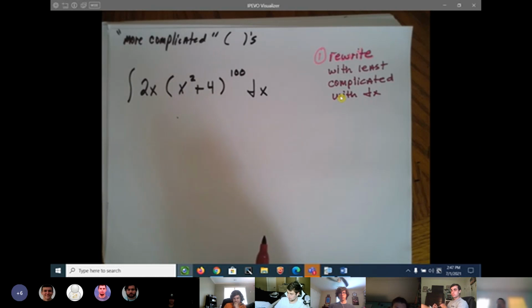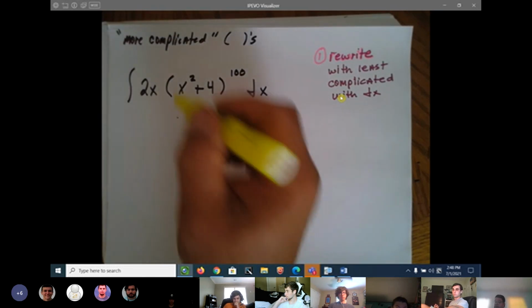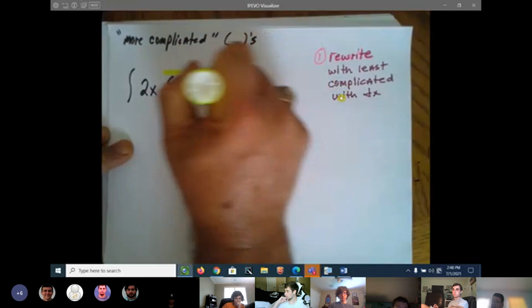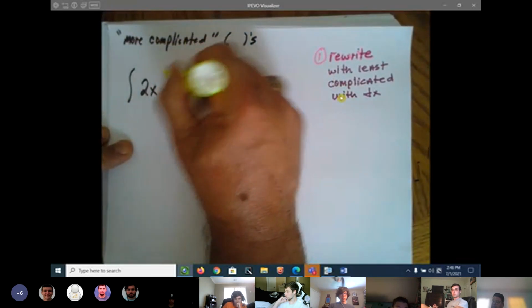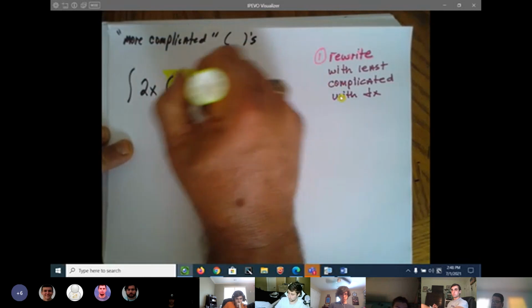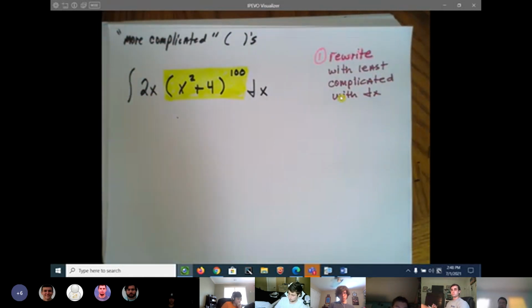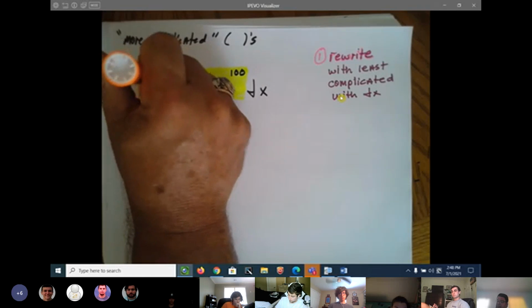Okay, how many terms do we have in this integration problem? 2 terms. Good job. So tell me what they are. 2x and x squared plus 4 quantity to the 100th. That's 1 term, so I'm going to just highlight that all in one big block. And of course, the other term is 2x. Now, which one's the least complicated?